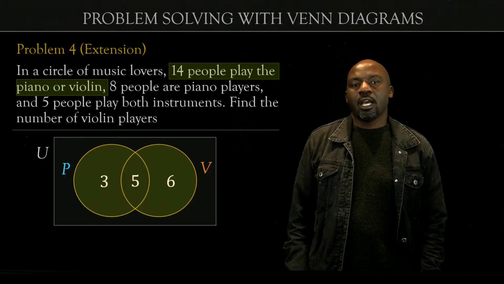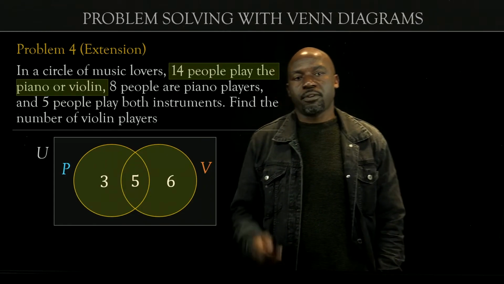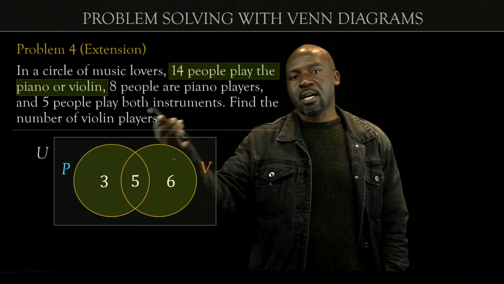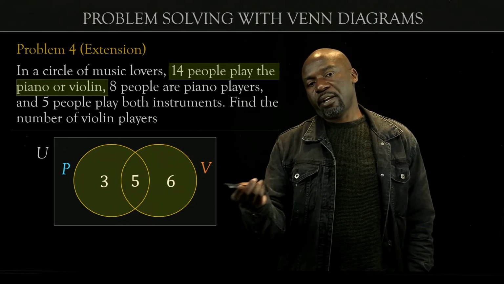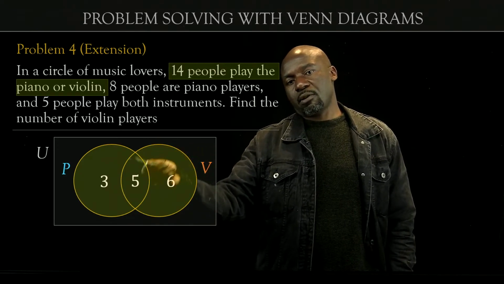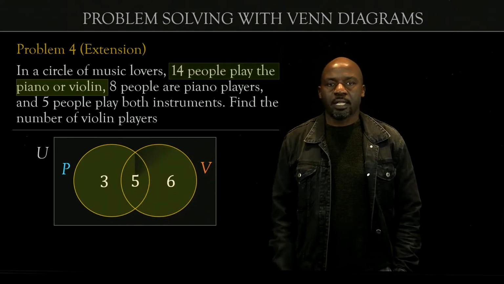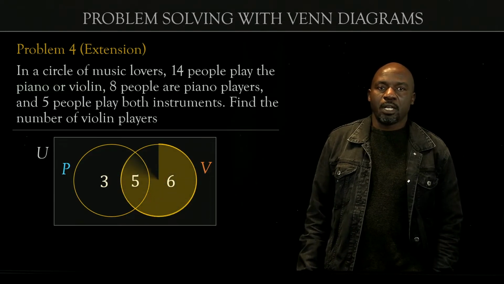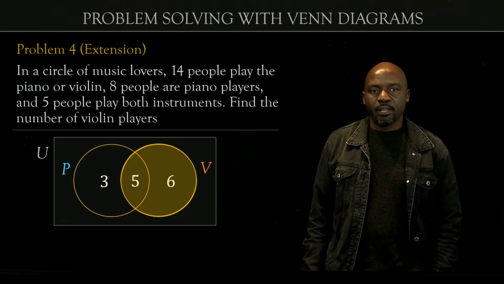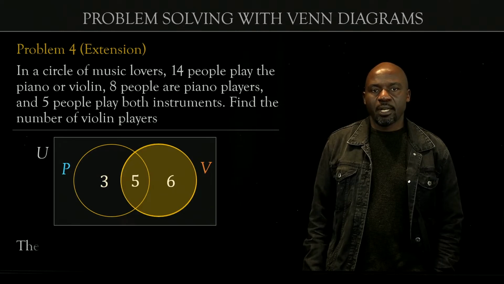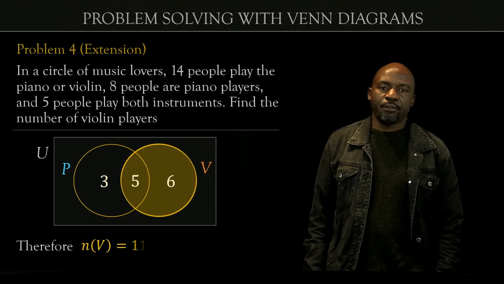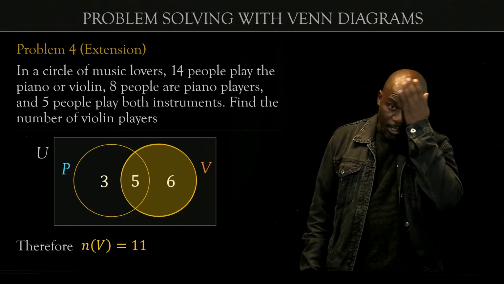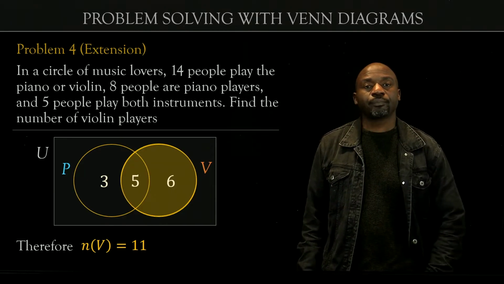All right, and therefore it is now possible for us to answer the question, find the number of violin players. Violin players must be this subset of V, right? And that is 11. So we can say that the number of music lovers that play violin must be 11. So therefore, the number of elements in the set V is 11.